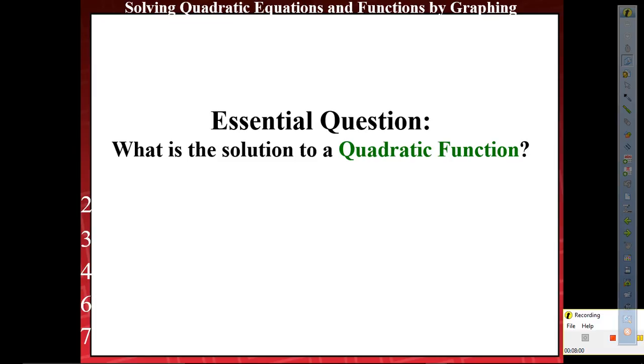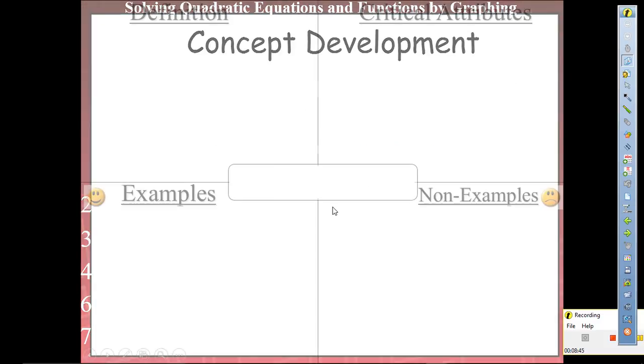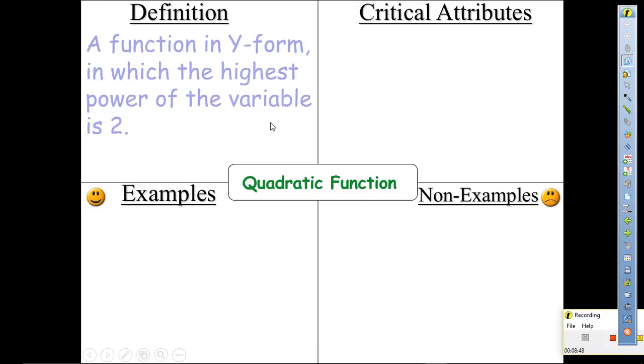So we'll answer that question after we go over some examples to see if you can actually extract that from the lesson. Everybody got it? All right. Also, let's fill out our Frayer model. Quadratic function: a function in y form in which the highest power of the variable is 2.